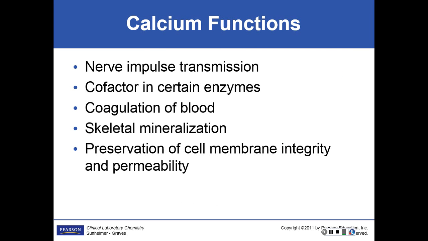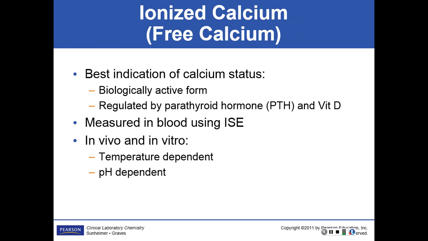Calcium functions to transmit nerve impulses. It's also a cofactor with certain enzymes. You learned how it was involved in the coagulation cascade. We do need it with our skeletal system, and it's used in cell membrane integrity.